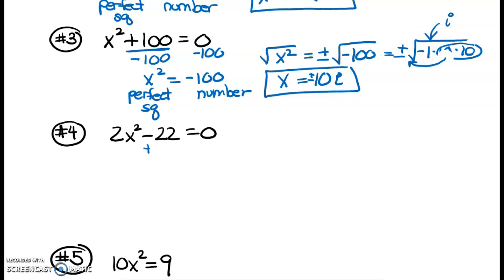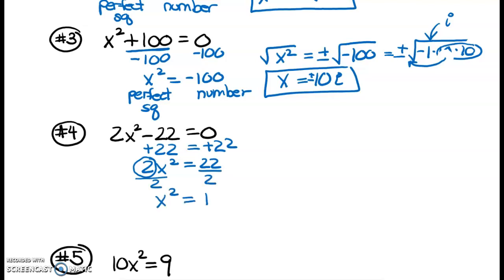So what I'm going to do is move the constant of -22 to the other side by adding it, and I get 2x squared equals 22. But I still don't have a perfect square that equals a number. I have this 2 in front. So I'm going to divide both sides by 2 to get rid of it, and I get x squared equals 11. This is much easier to solve now because now I have a nice perfect square that equals a number.